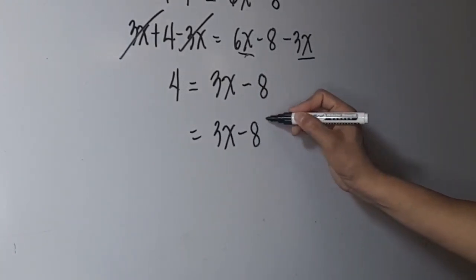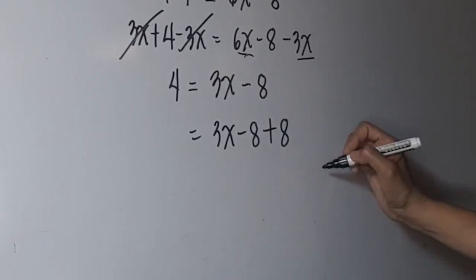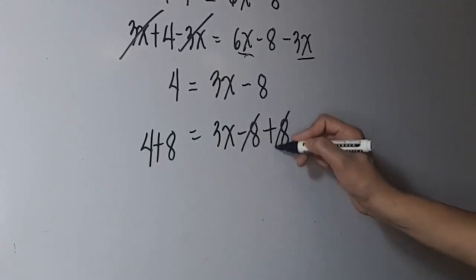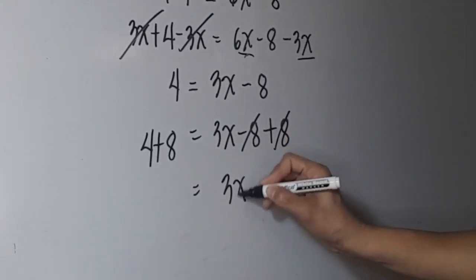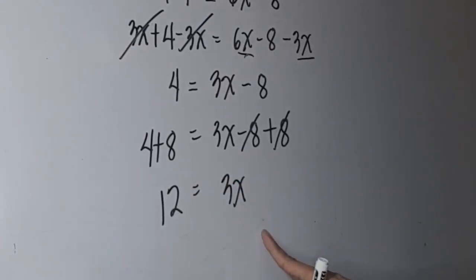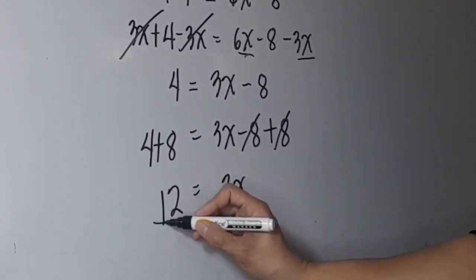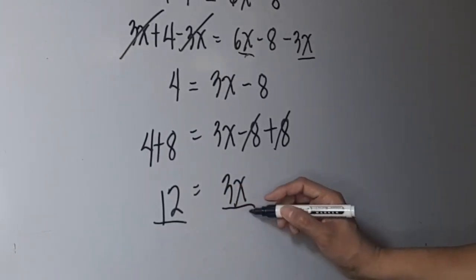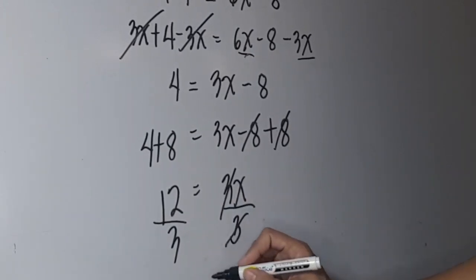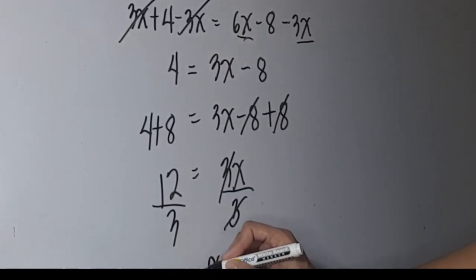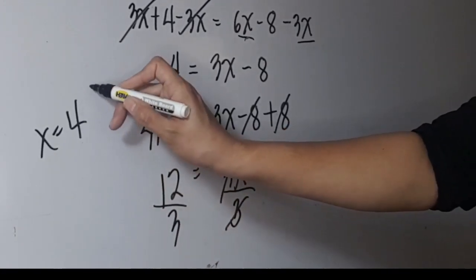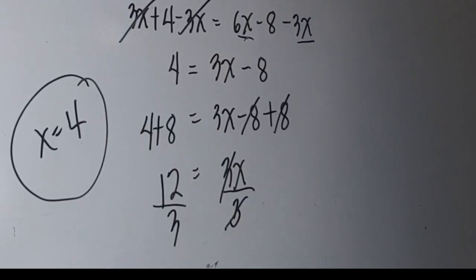So, 3x minus 8. Alright, the inverse, so plus 8. So 4 also plus 8. Cancelled. So 3x is equal to 12. Okay, again, there is still more. To isolate the variable, this is multiplication, so you're going to divide. Divide by 3. So x is equal to, alright, x is equal to 4.